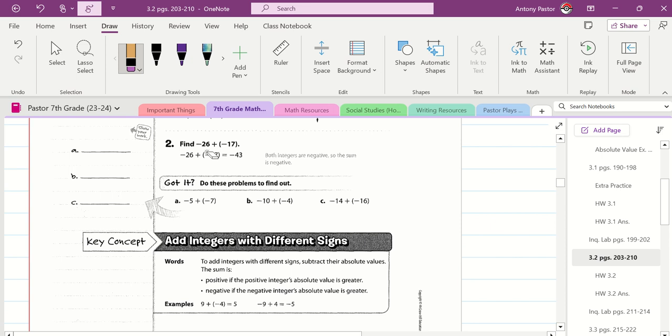And then the example here of negative 26 plus negative 17, think of it as just 26 plus 17 and then slap a negative symbol at the end of it. It is going to be 43, negative 43.